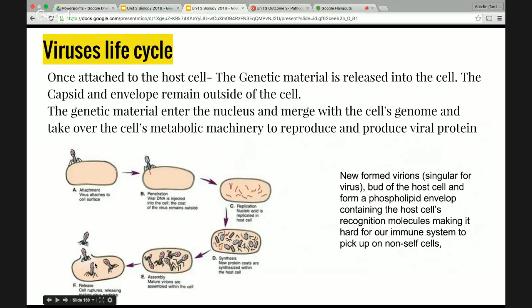Those then bud off the host cell and form a phospholipid envelope containing the host cell's recognition molecules, making it hard for our immune system to pick up on the non-self cells. So what happened here is they burst out, and in the process, they can cover themselves with the host cell's own membrane, and that makes it hard for our immune system to detect them.